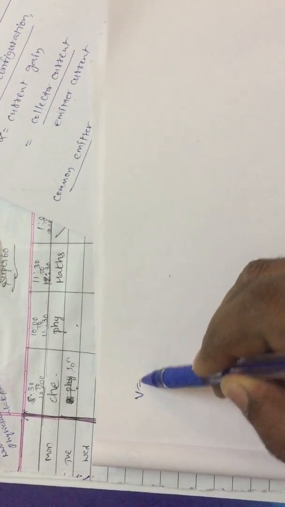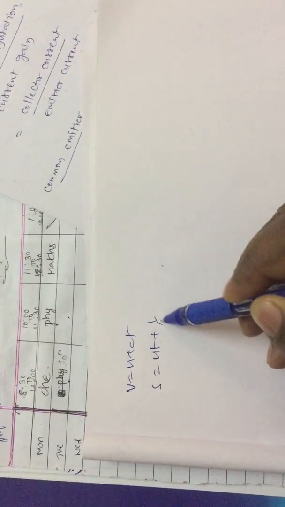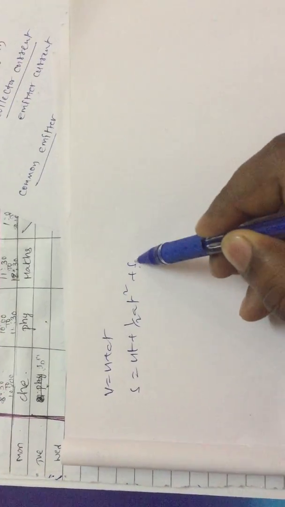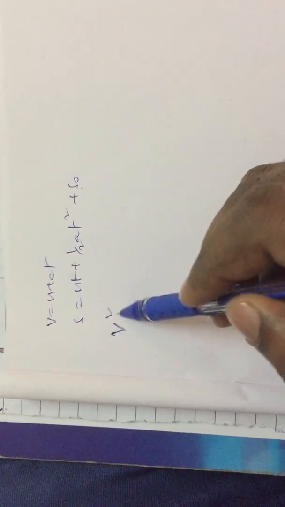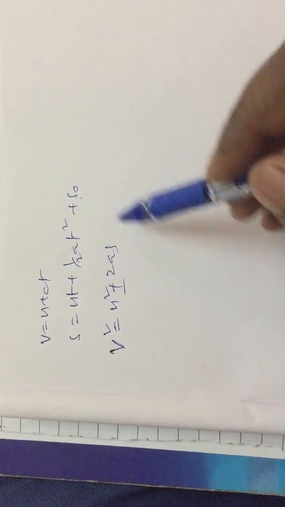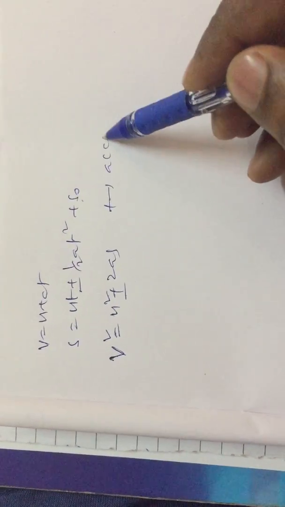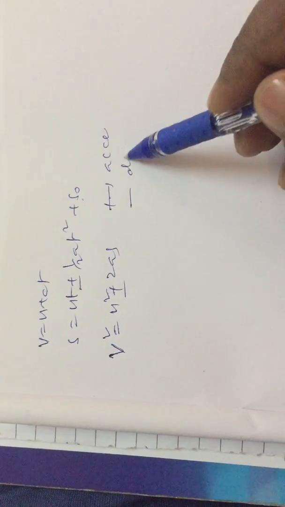Next, another important point in this case which you need to remember, equations of motion: v equal to u plus at, s equal to ut plus half at square. Sometimes you have to keep initial displacement also. V square equal to u square plus or minus 2as. Here also plus or minus. Plus is for acceleration and minus is for deceleration.